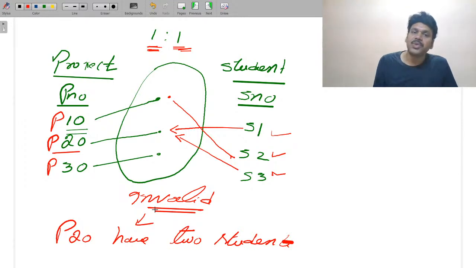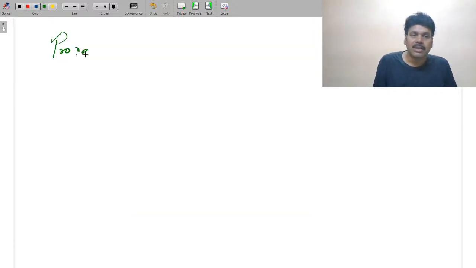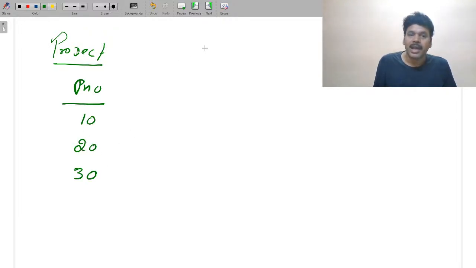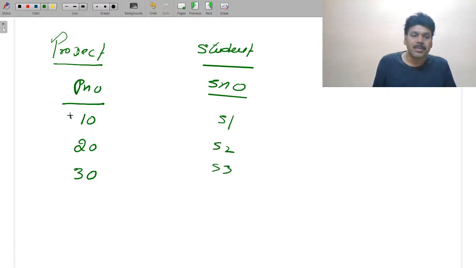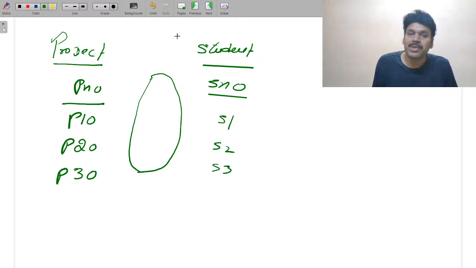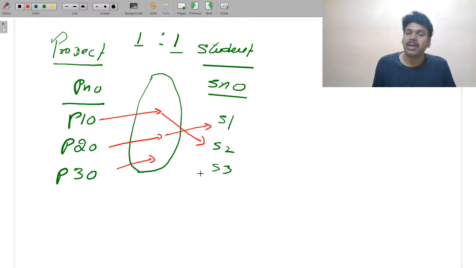So what is a valid situation? When you talk about the 1 is to 1 situation, it should be like this. If I am taking project here, the project has project numbers 10 and 20 and 30 here. And if you take a student instance, the student consists of student numbers 1 and 2 and 3. This is project 10 and project 20 and project 30. And both are participating in the relationship. One student can take only one project and one project can have only one student. So we are having a mapping. This is given to S2 and this is given to S1 and P30 can obtain only S3. This is the realistic situation. Therefore, you can say that P10 has only one student at max and the student also has chosen only one project at max.